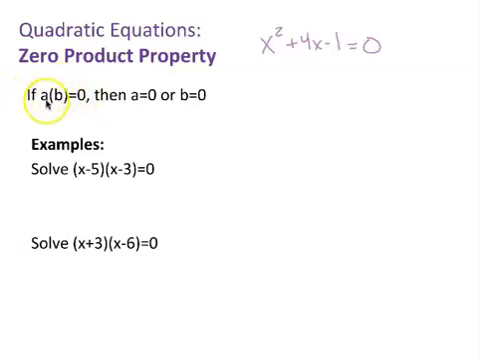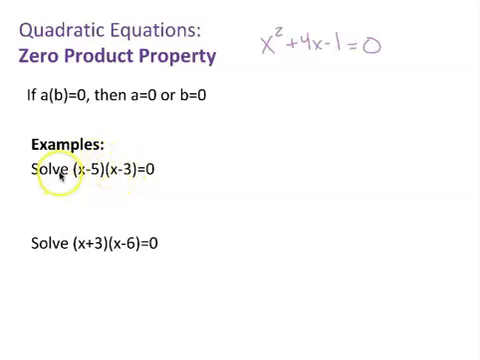So if we have two terms, a times b, and we need it to be equal to 0, then either a or b can be 0, and we would get a product of 0, right? So either of our terms can be equal to 0, one or the other. And as long as one of our terms is equal to 0, then when we multiply the two terms together, it's going to be equal to 0. So we're going to use that property to help us solve quadratic functions by factoring.